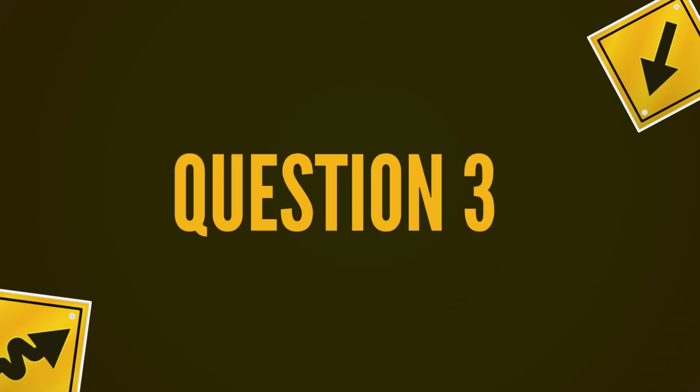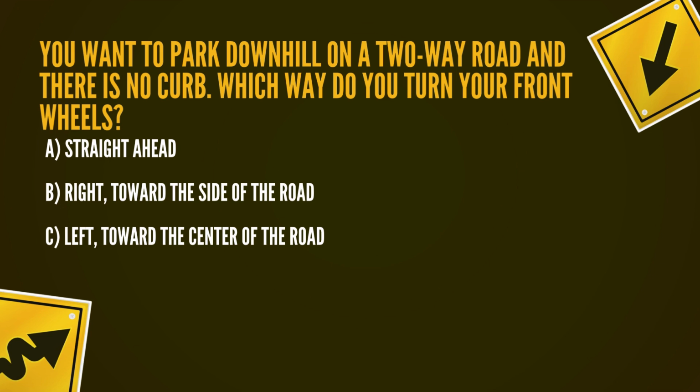Question 3. You want to park downhill on a two-way road and there is no curb. Which way do you turn your front wheels? Option A, straight ahead. Option B, right, toward the side of the road. Option C, left, toward the center of the road.